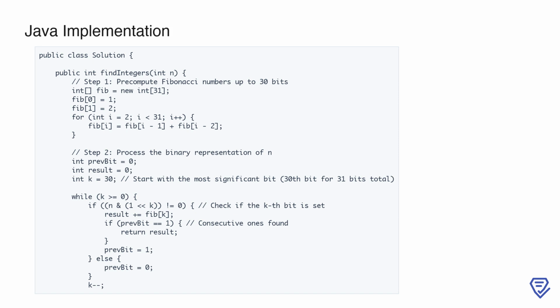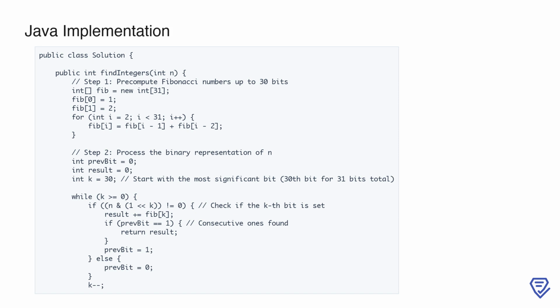Here, we start by creating a class called Solution and implementing the method findIntegers, which takes an integer n as input. The first step is to precompute Fibonacci numbers up to 30 bits. This is because the Fibonacci sequence will help us determine the count of valid numbers without consecutive ones for each bit length. We initialize an array fib of size 31, setting the first two values to 1 and 2, as these represent the base cases. Then, using a loop from 2 to 30, we calculate each subsequent Fibonacci number as the sum of the two preceding values. Once the Fibonacci numbers are pre-computed, we move to processing the binary representation of the input number n.